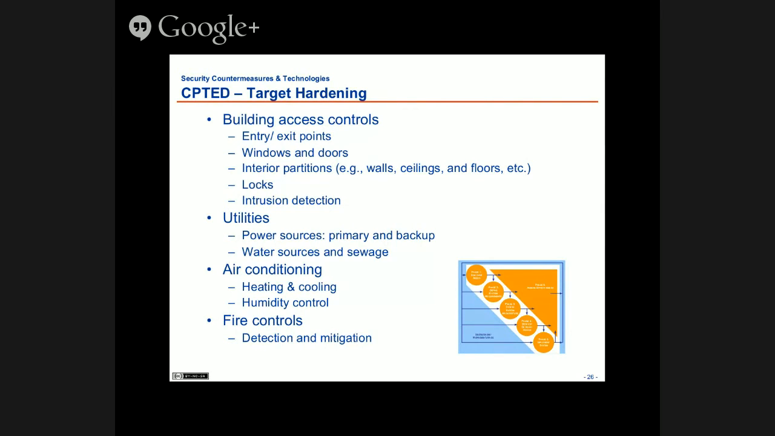In terms of utilities, power sources, water sources and sewage, AC, heating, cooling, humidity control. This is important, especially for your server environments and stuff like that. And then, of course, for your fire controls, detection and mitigation, because someone could have an arsonist at your organization.